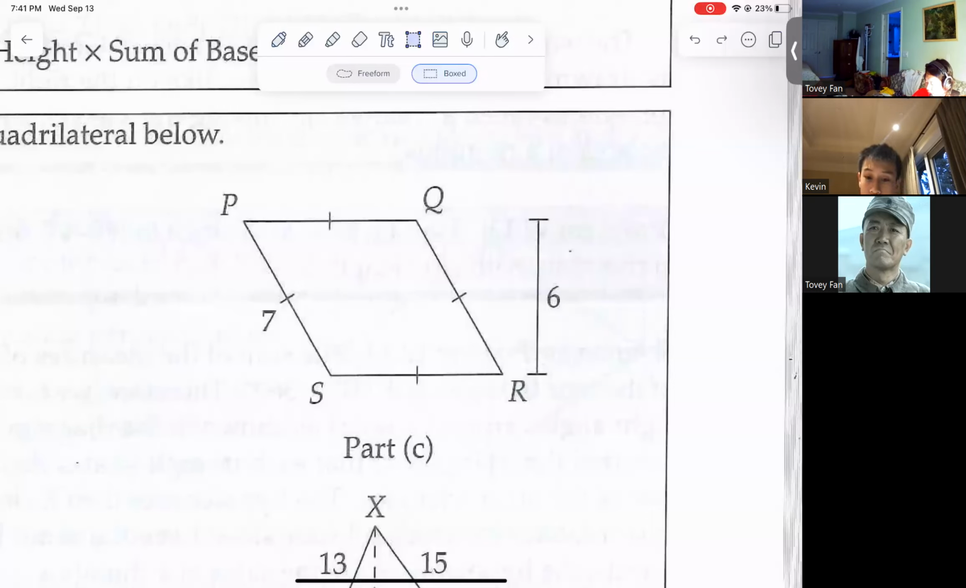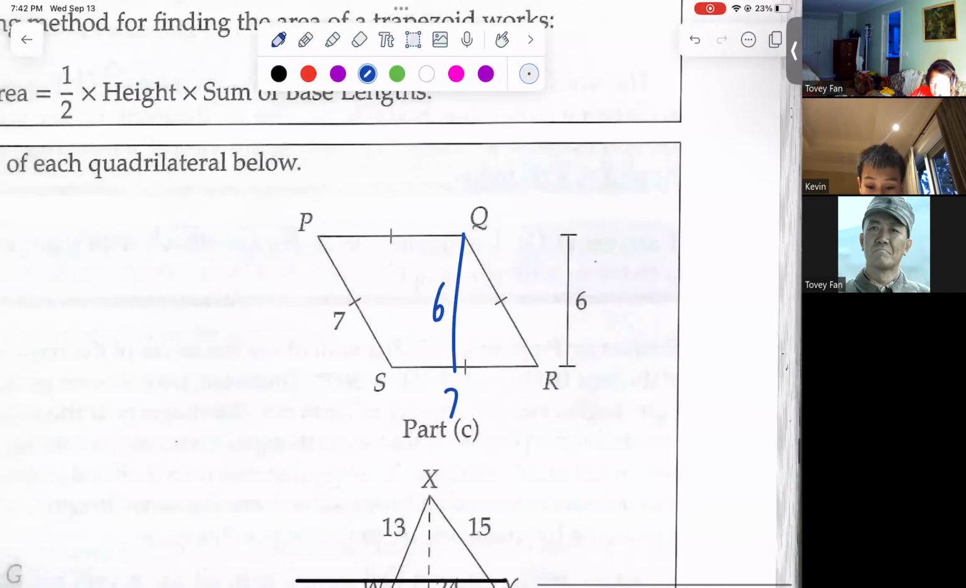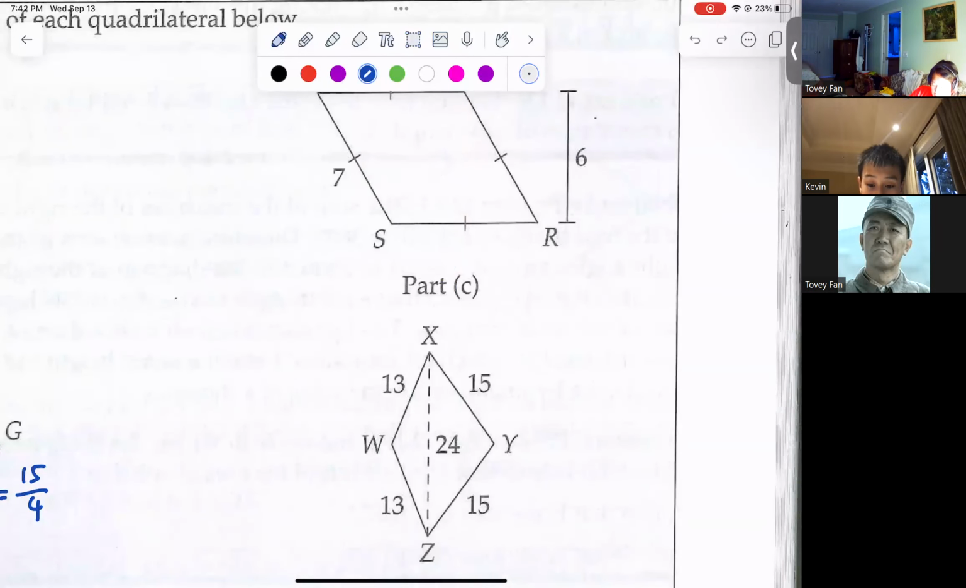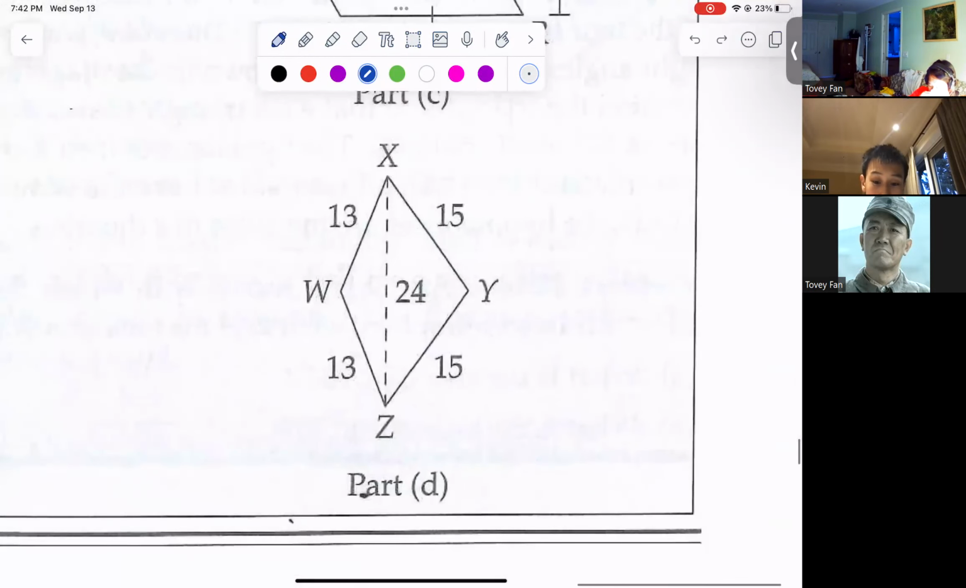42. Yeah, 42, right? Base is 7 because all four sides are the same, so this is 7, and this 6 is the height. Done. Make sense? Yeah. Okay, good. That's not that hard.